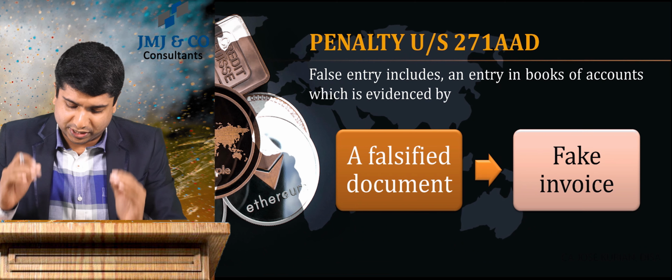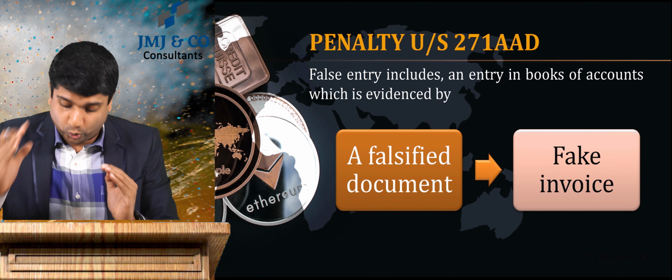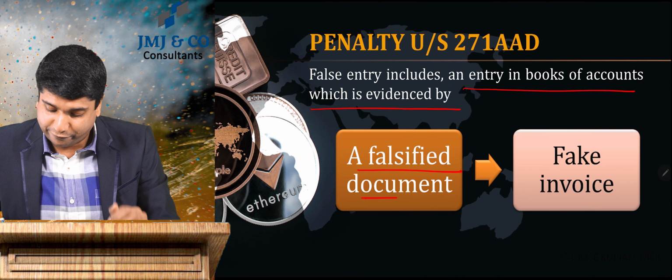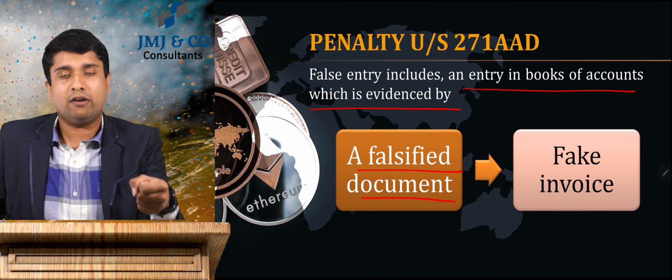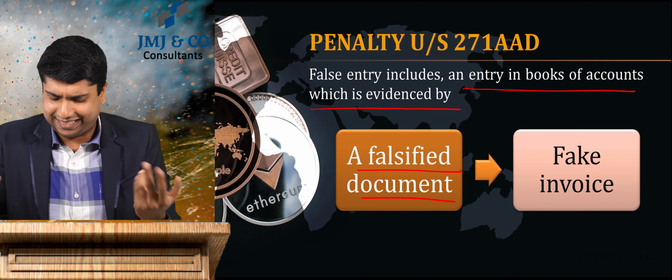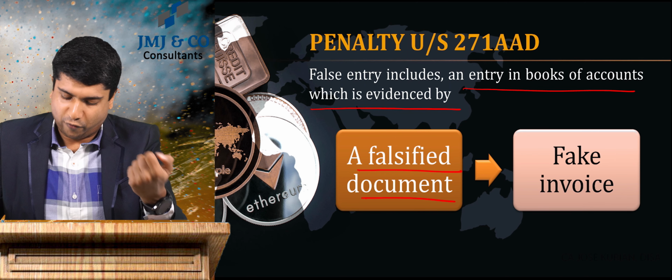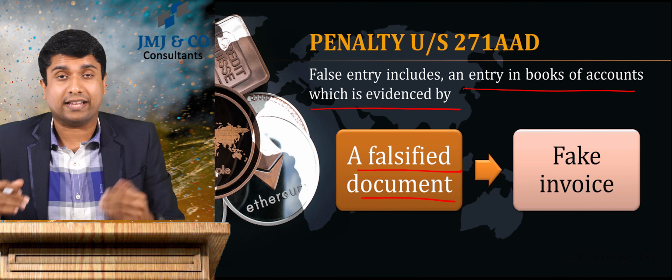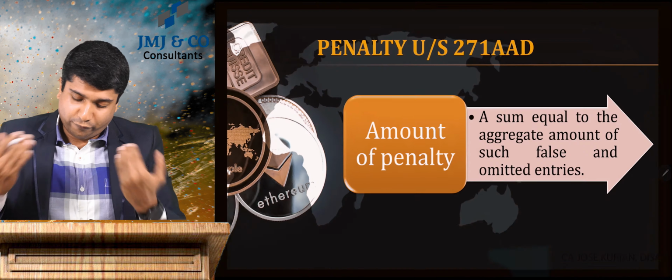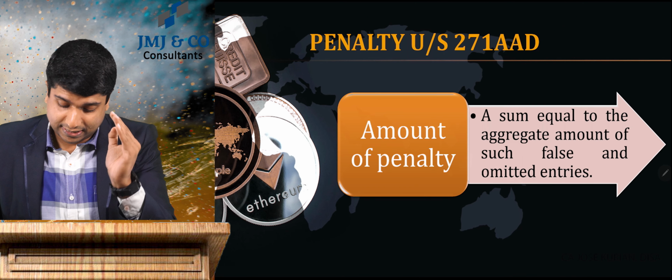Now there is an explanation. False entry includes an entry in the books of accounts which is evidenced by a falsified document. That means if, on the support of a fake bill, you have put a fake purchase entry, it can be called a false document, or a false entry. That's what the explanation states. So let's move forward. Now let's understand the penalty.